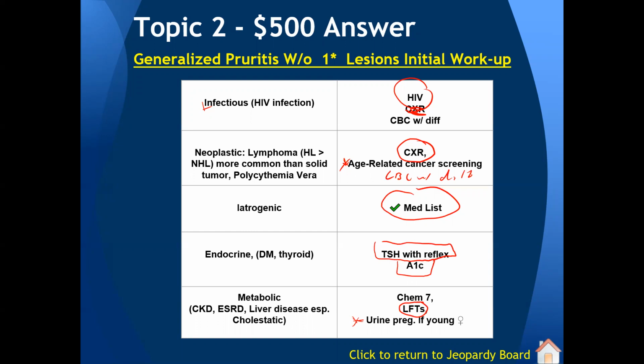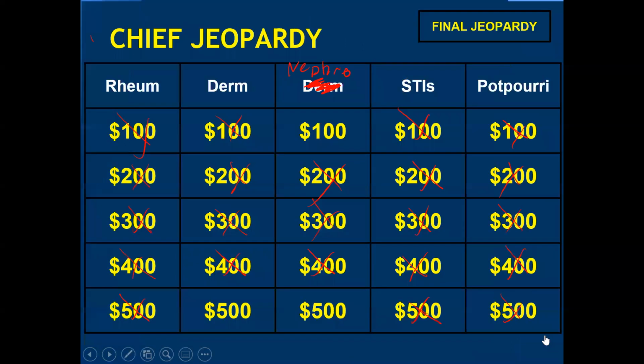All right. Sonia, where are you going? Okay. All right. So we only got nephro for 5. Well, we got nephro for 1.